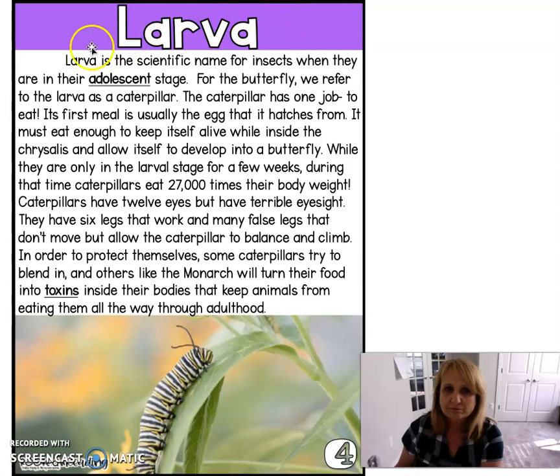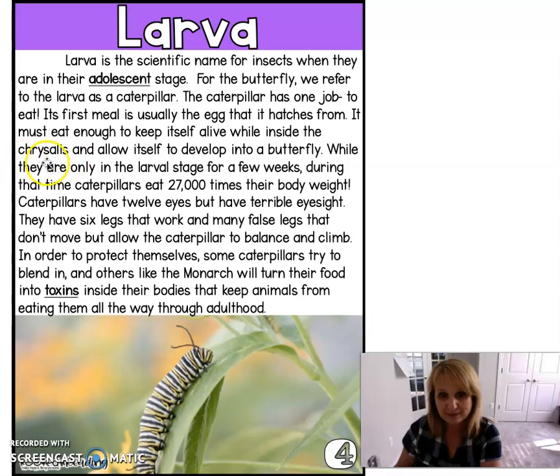Larvae is the scientific name for insects when they are in their adolescent stage, or like teenagers. For the butterfly, we refer to the larva as a caterpillar. The caterpillar has one job: to eat. Its first meal is usually the egg that it hatches from. So after it hatches out of the egg, it eats the egg, and that's its first meal. It must eat enough to keep itself alive while inside the chrysalis.